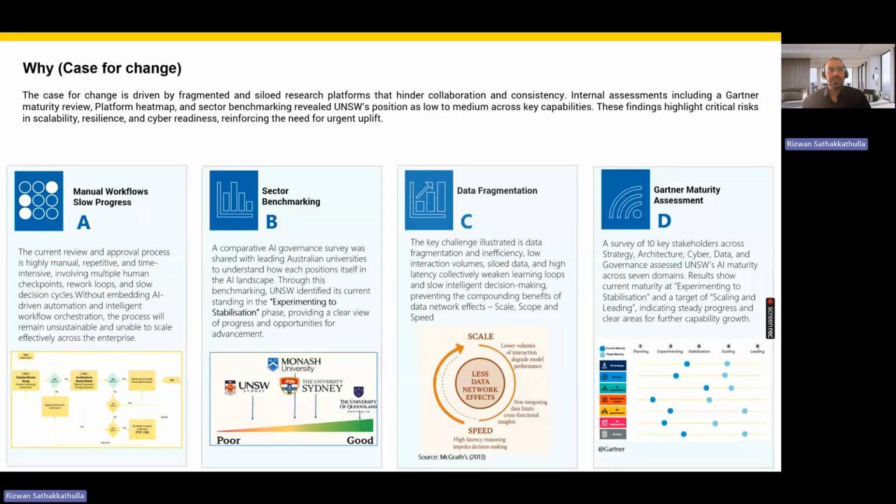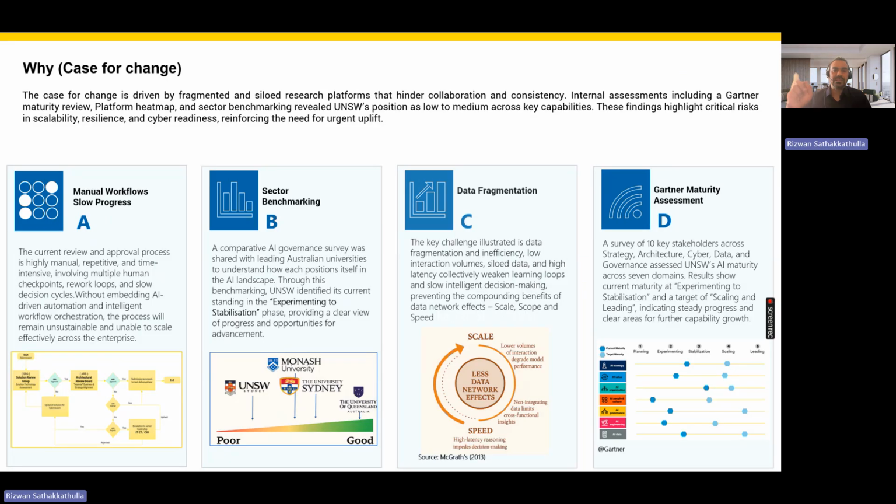Why? What's the case for change? The first case for change is slow progress. As you can see in the process flow, there are a lot of hops, and a lot of places where they need to work and manually review and move on to the next one. So it's tedious work.